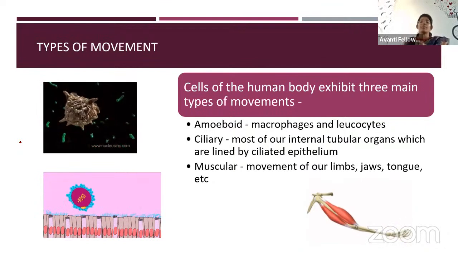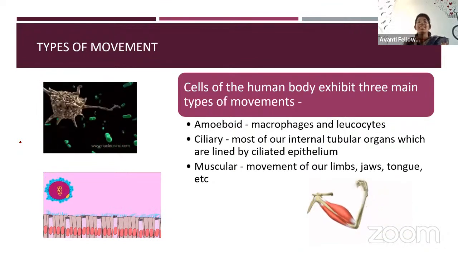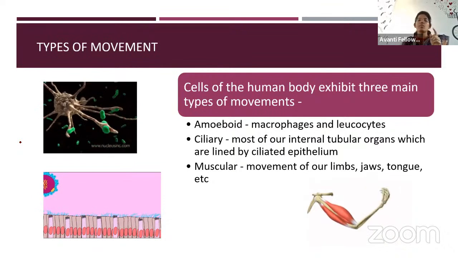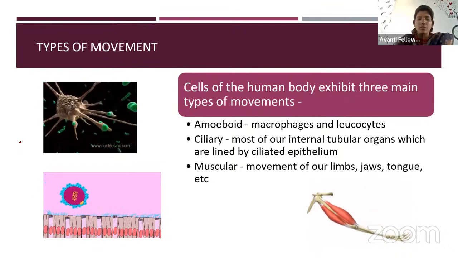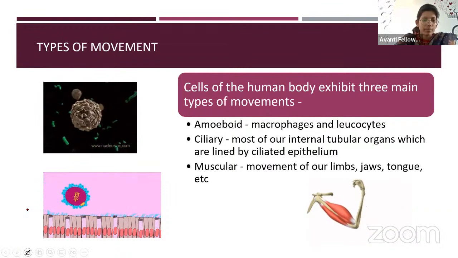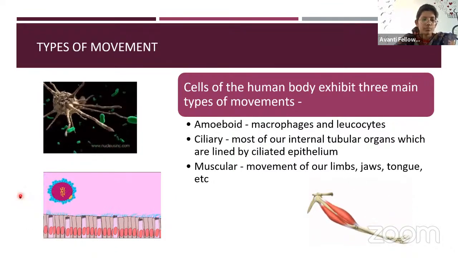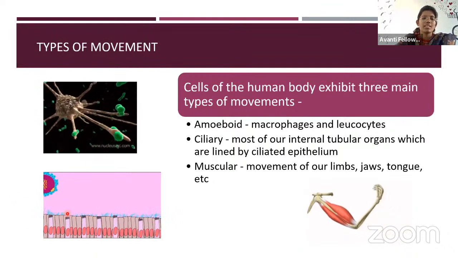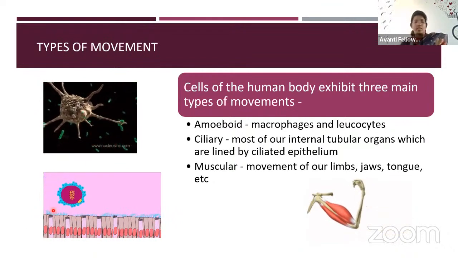We can see this amoeboid movement in macrophages and leukocytes. Next is ciliary. Ciliary means what? In the second image, I want you to see the second image. Let me just take a laser pointer and I'll show. Okay, here you can see. Yes.